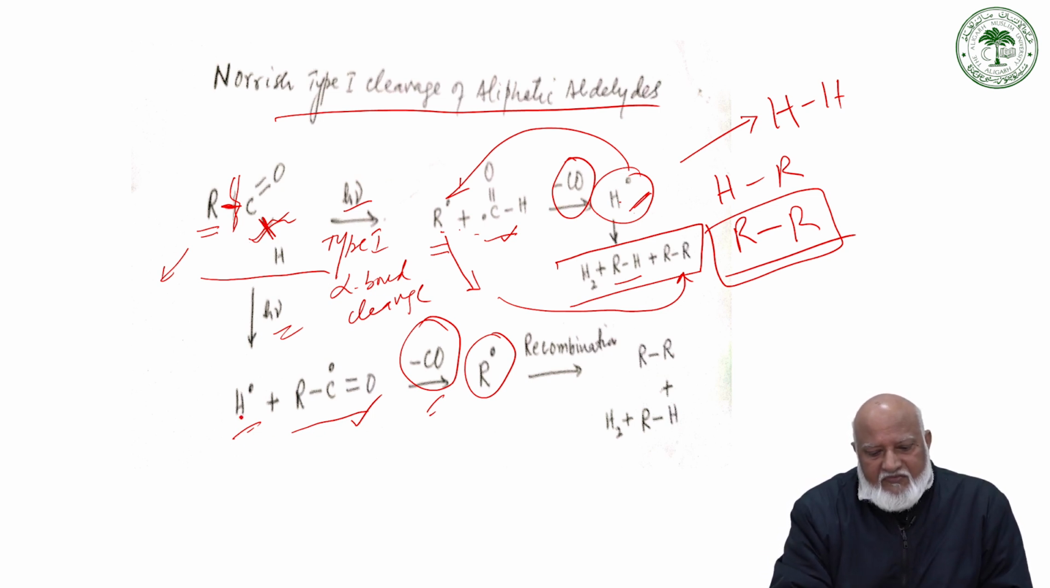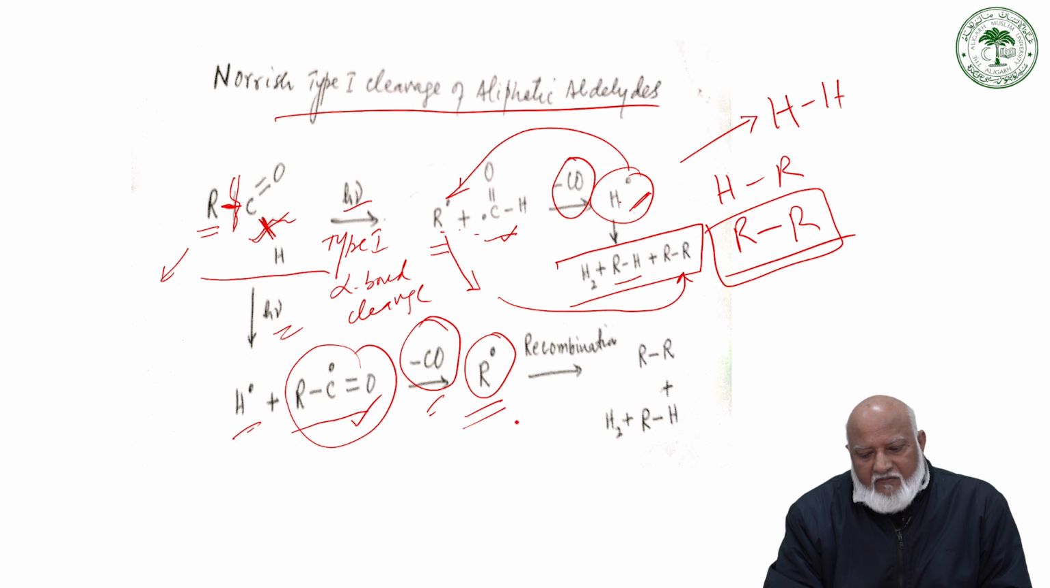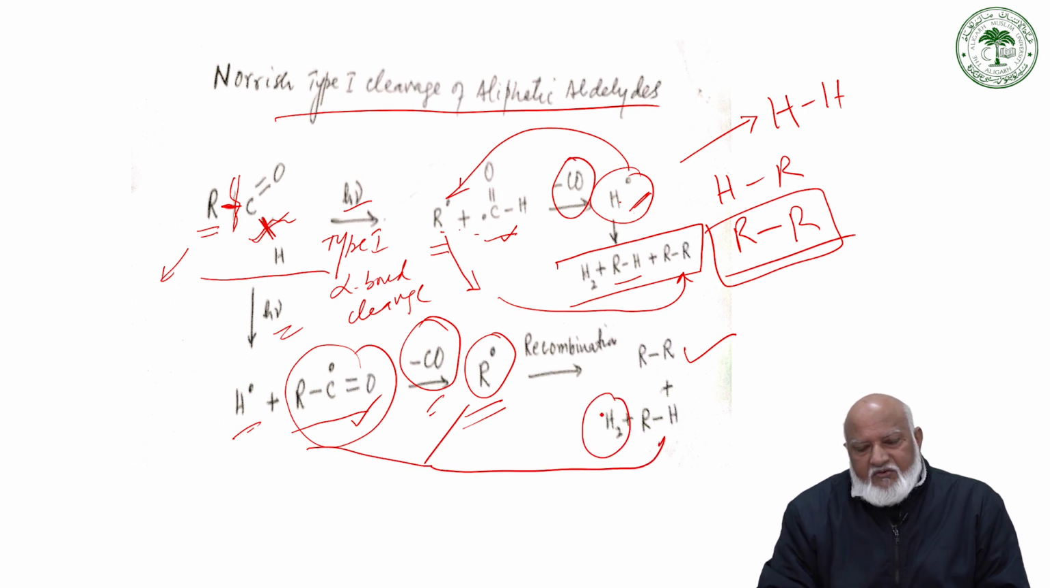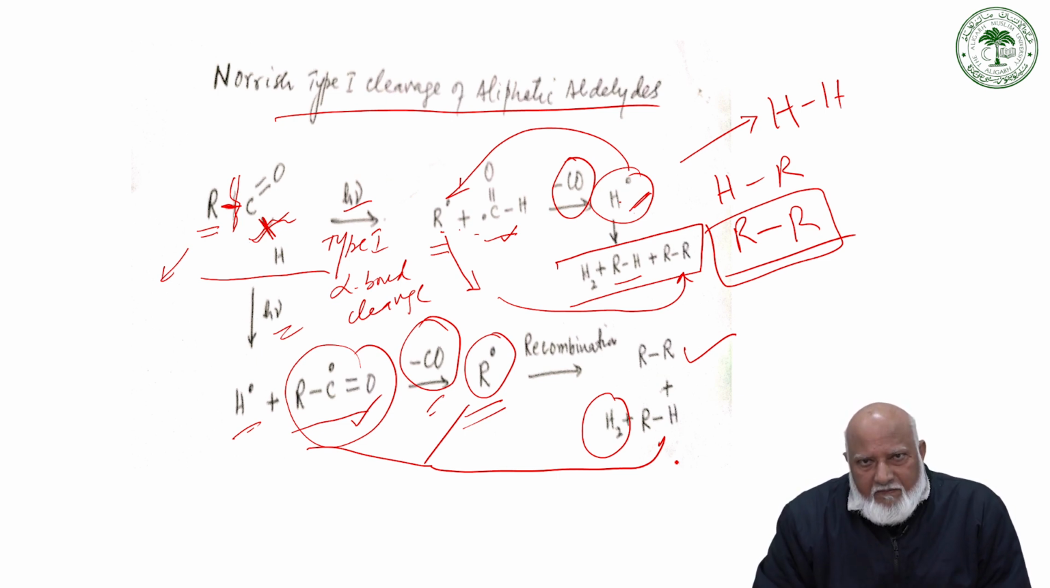Here it is the same thing. This acyl radical can undergo very fast loss of CO to give R dot, and then recombination of these radicals gives RR, RH, or HH. So essentially Norrish type 1 is going to give the higher alkanes, corresponding hydrocarbons. So the first step is the alpha bond cleavage.